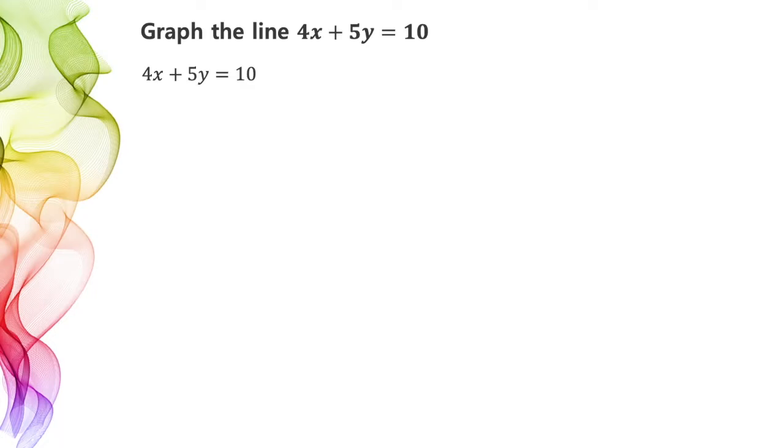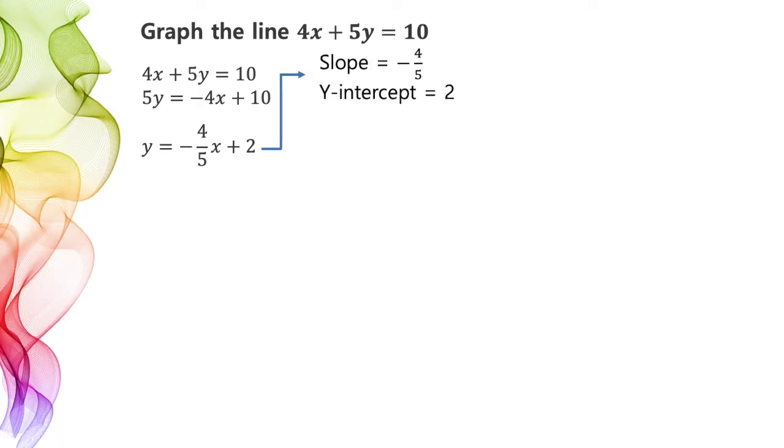First step is we have to move the x to the right side, so that gives us 5y is equal to negative 4x plus 10. Now we want y on its own, which means we have to divide both sides of this equation by 5. So from that, we get y is equal to negative 4 over 5x plus 2. This is in slope-intercept form. Therefore, this equation tells us that the slope of this line is negative 4 over 5, and the y-intercept is 2.